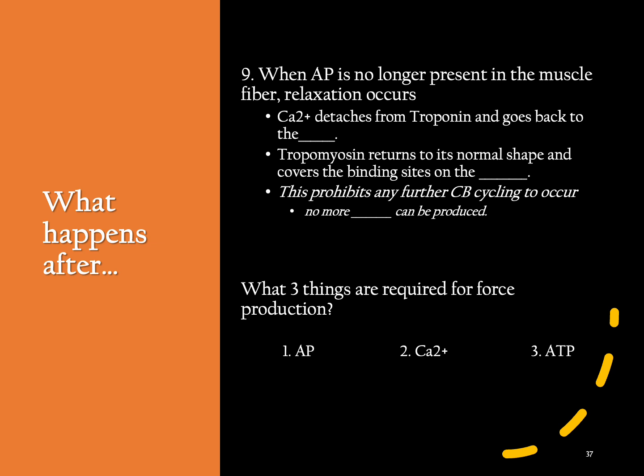So what are the three things that are required for force production? 1, action potential, the electrical stimulus. 2, calcium from the sarcoplasmic reticulum. And 3, energy, ATP.